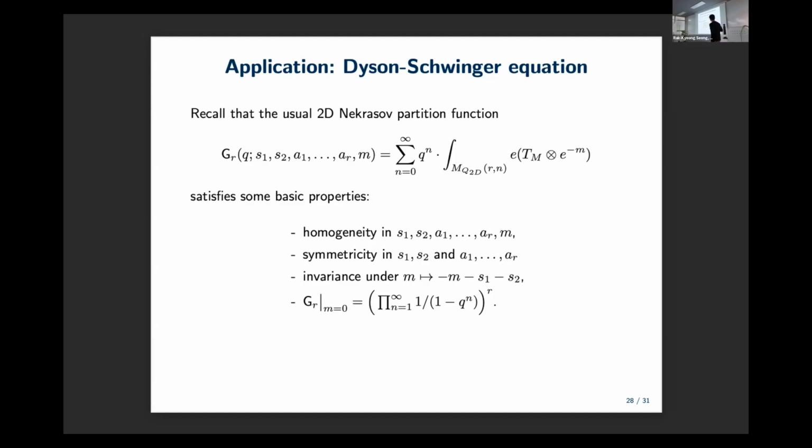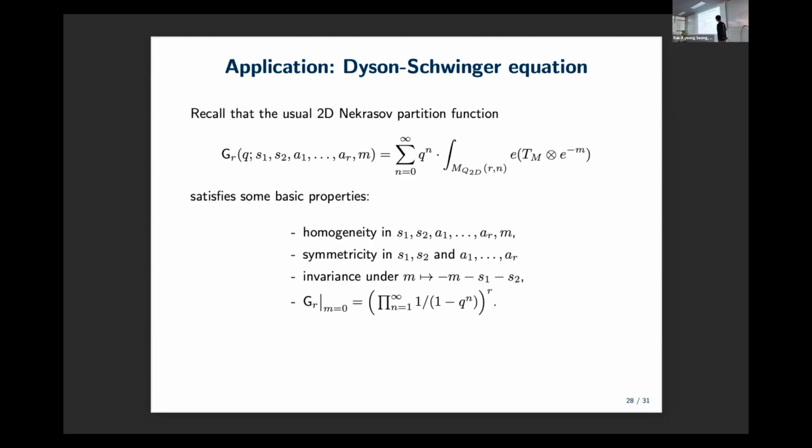There is also invariance under changing M to this, and this comes from the symplecticity of the moduli space of instantons. And then if you take an M equals 0 specialization, that basically removes this twist, and then you just integrate the Euler class of the tangent bundle, but that corresponds to the number of fixed points. So this admits a very simple formula.